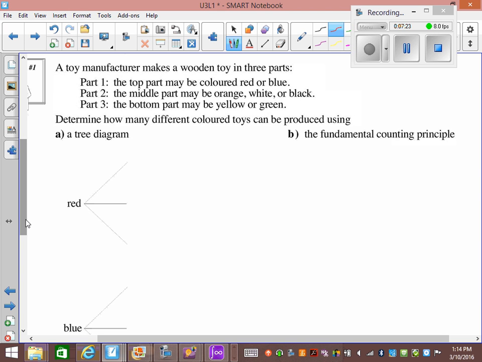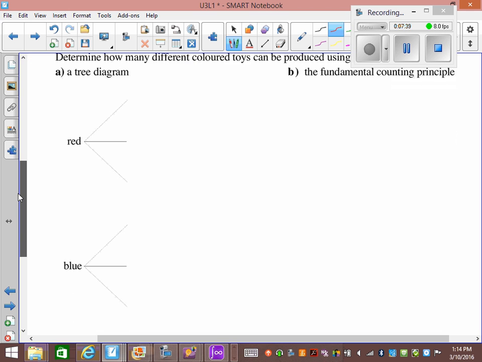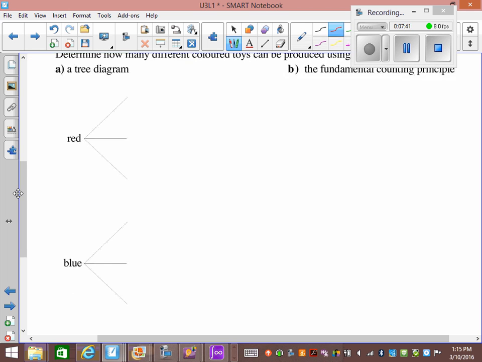The second stage, part 2, the middle part must be orange, white, or black. Okay? We have to pick a stage of the middle part of the toy. You can't just get the top and bottom part of the toy. It's not the toy. Okay? And then the third, it can be yellow or green. How many different toys do we have? Well, we're going to make a tree diagram. Just because you can be asked to look at a tree diagram or which tree diagram is correct, you could be asked that. So we need to be able to do a tree diagram.